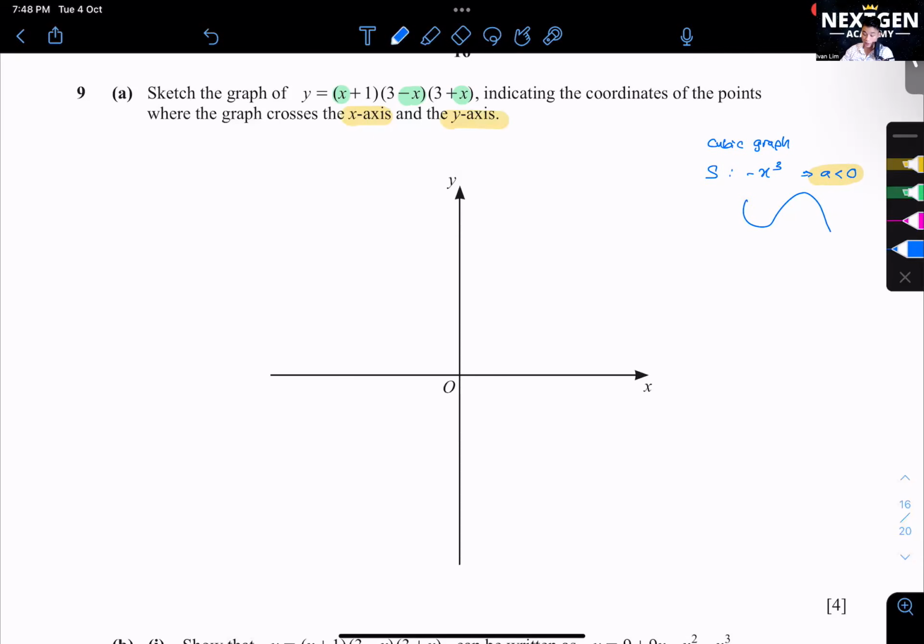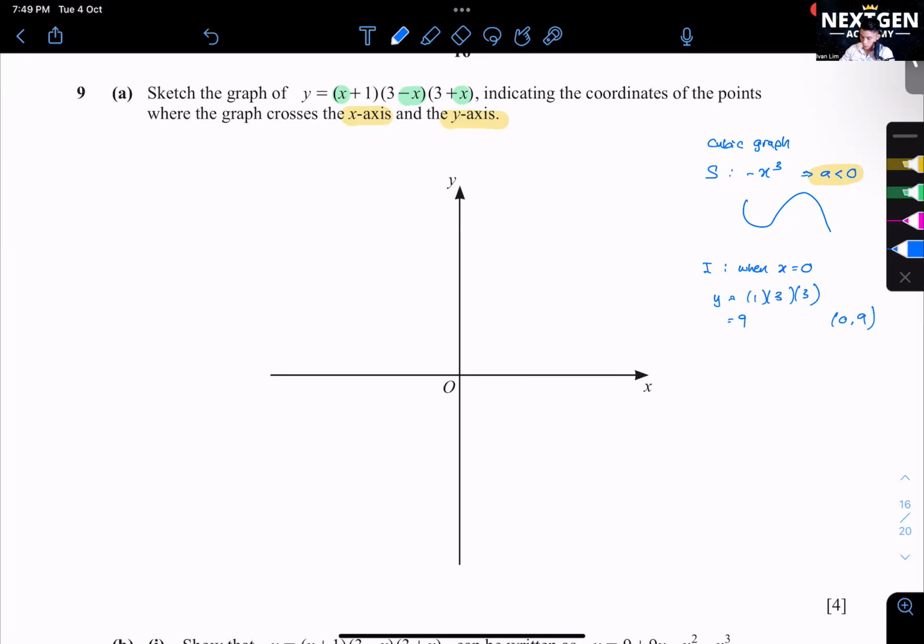Next thing, we want to find the intercepts, because we need to find where is the x-intercept and y-intercept. How to find them? One is x equals to 0, then one is y equals to 0. Which one do you want to find first? When x equals to 0 first. I think this one is shorter. When x equals to 0, y will be equals to 1 times 3 times 3, which is 9. So your y-intercept will be (0, 9).